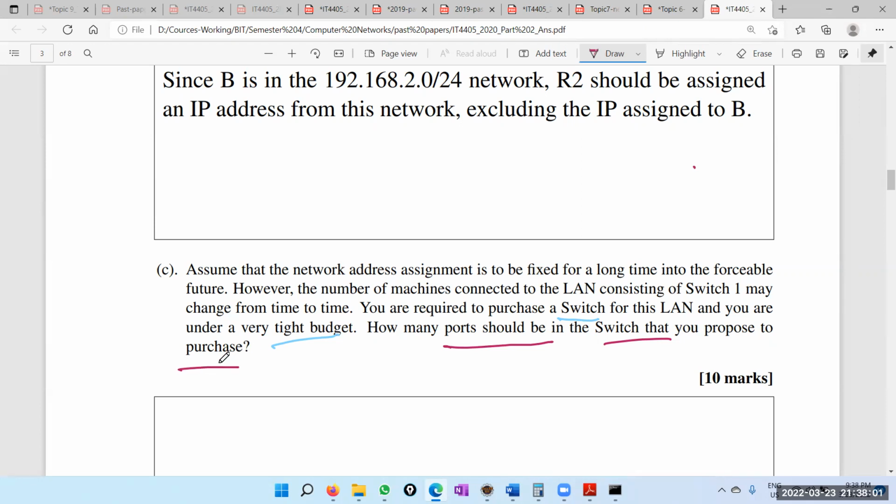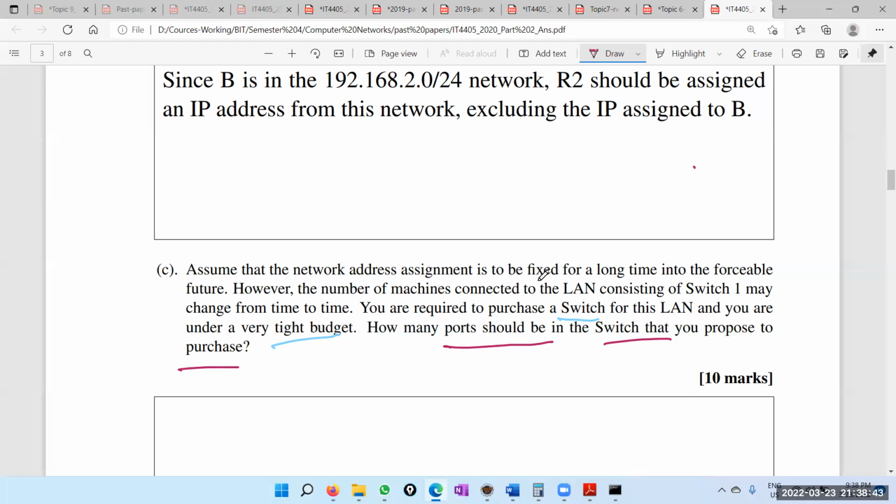Okay, now read it again. Assume that the network address assignment is to be fixed. That means the IP addresses that we are going to assign to these machines, we are not going to change. We need to have a sort of static IP addresses for computers. That is what is meant by that. Actually, what the examiner says is indirectly they need static IP addresses. You can't just have 10 IP addresses and give them to 20 people. No, they need the same IP address in that time period. So that means definitely if we have 100 computers, we need 100 IP addresses. That is what they say.